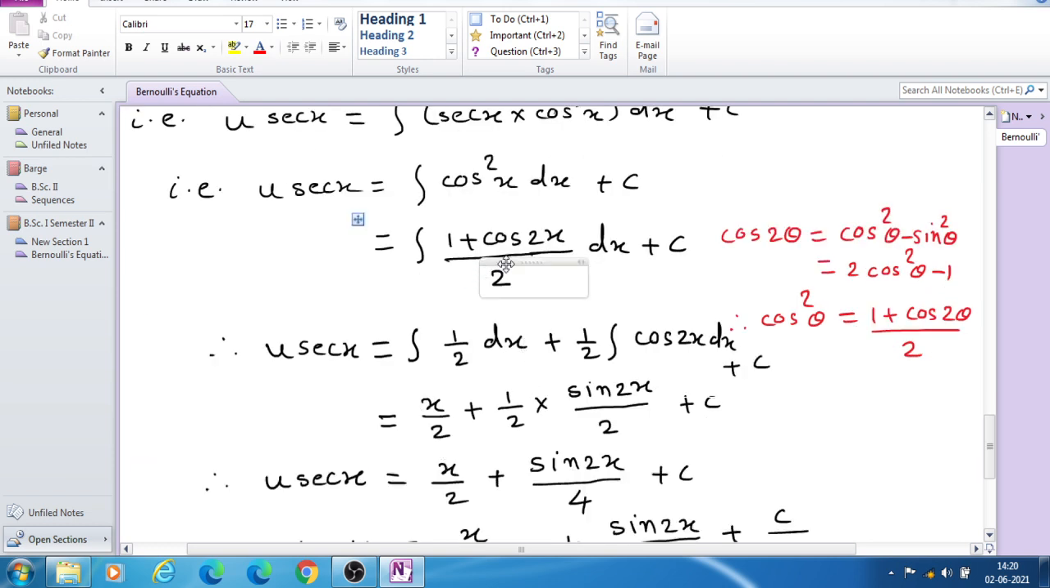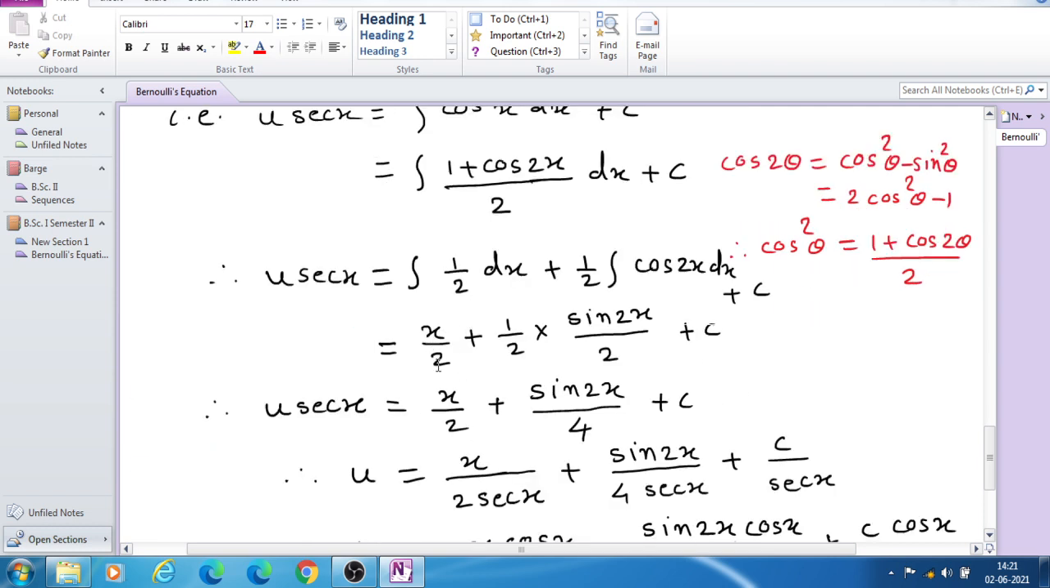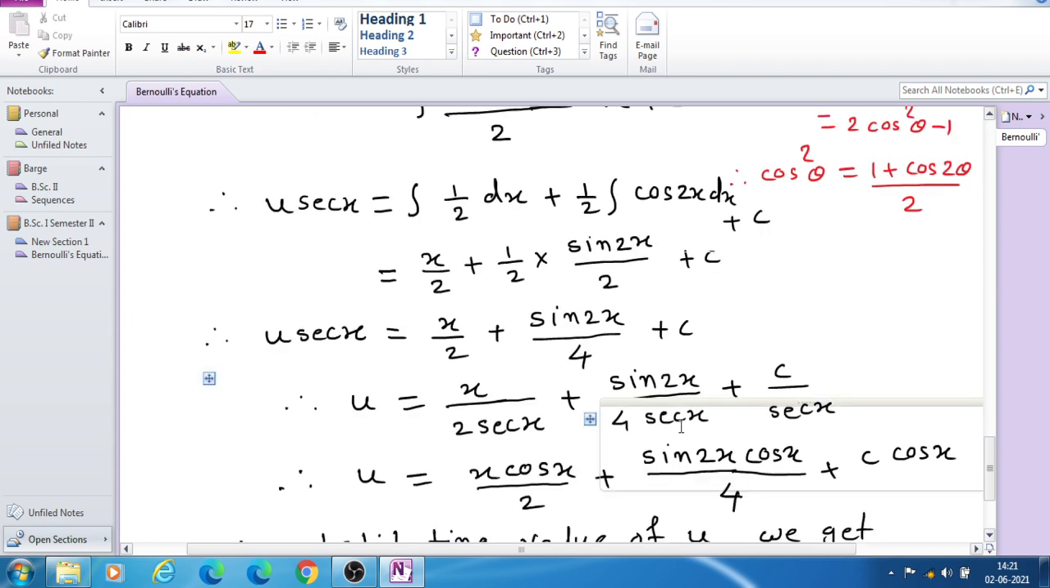So this is equal to here two terms for integration. So integral 1/2 dx plus this cos 2x upon 2 into dx plus constant of c. So integrating 1/2 we get x upon 2 plus 1/2 into integration of cos 2x is sin 2x divided by derivative of 2x is 2 plus c. So u sec x is equal to x by 2 plus this is sin 2x upon 4 plus c.